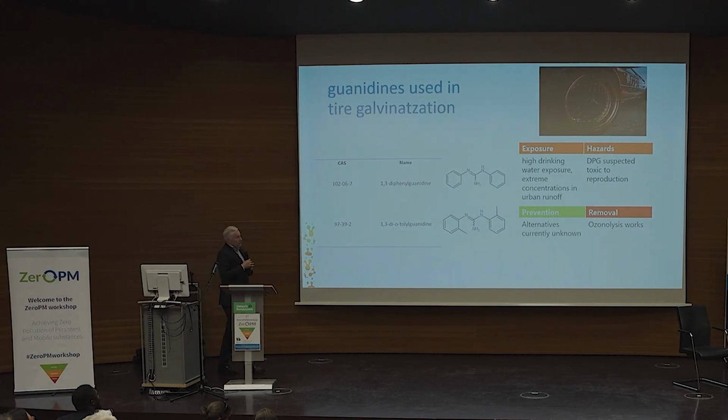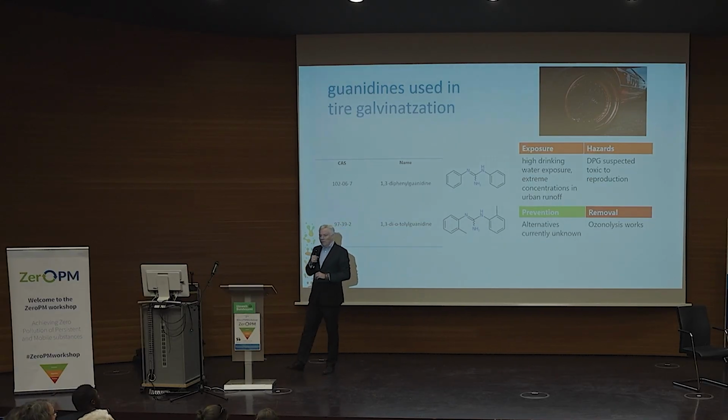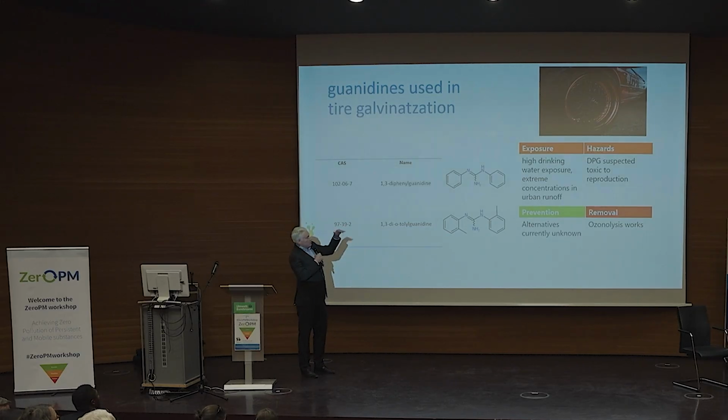Another example that I like to discuss a lot is the guanidines that we see used in car tire agents. There's not much regulatory action on them yet, but we find them in extremely high concentrations, particularly after rain events. So anytime there's a rainstorm in an urban environment, and there are methods now that I've seen to monitor these in real time, we'll see huge spikes of these persistent mobile substances entering water resources. If you're sampling after a rainstorm, you might not see it because they're so mobile they've already been distributed.